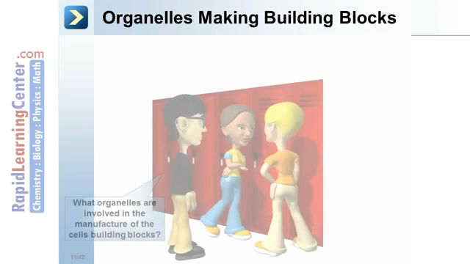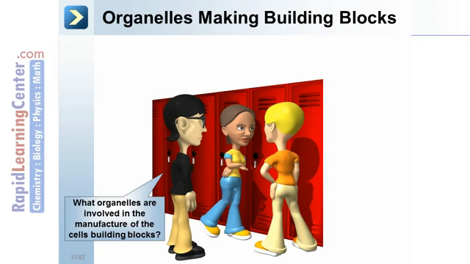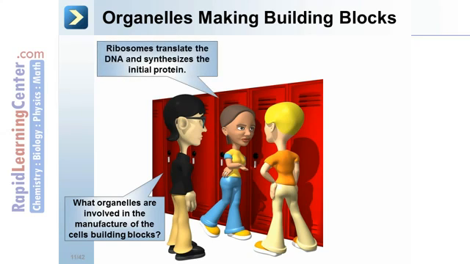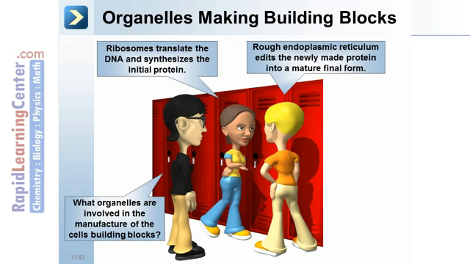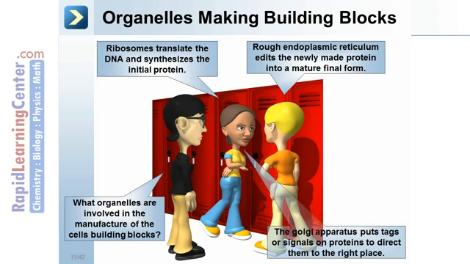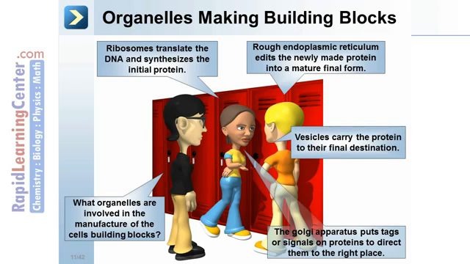Organelles making building blocks. What organelles are involved in the manufacture of cells' building blocks? Ribosomes translate DNA and synthesize the initial protein. Rough endoplasmic reticulum edits the newly made protein into a mature final form. The Golgi apparatus puts tags or signals on proteins to direct them to the right place. Vesicles carry the proteins to their final destination.